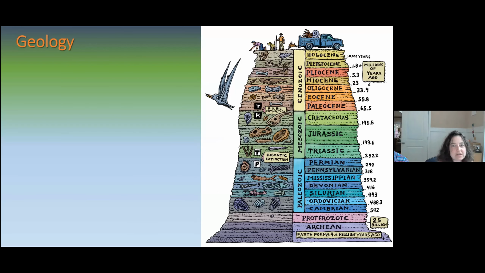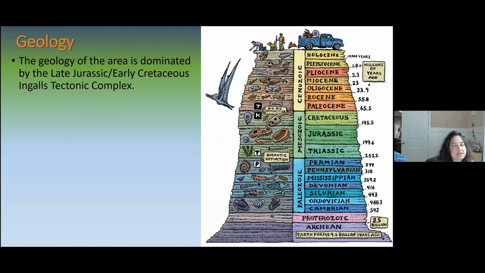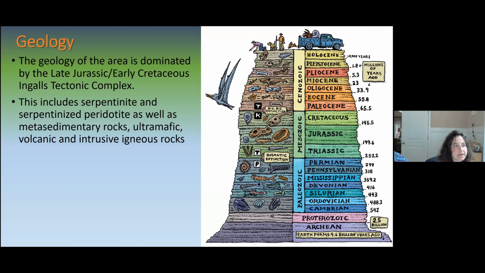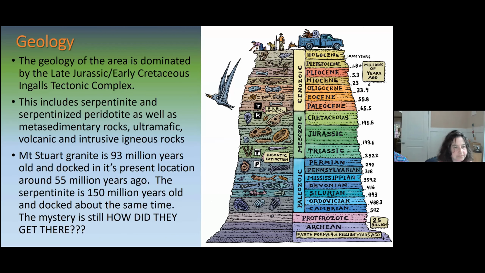So here's a little bit about geology. I'm not going to get too much into this, but just so you know that these are here. This area is the late Jurassic. And some of the really neat things here are serpentinite and serpentinized peridotite. And we've got volcanic and intrusive igneous rocks.